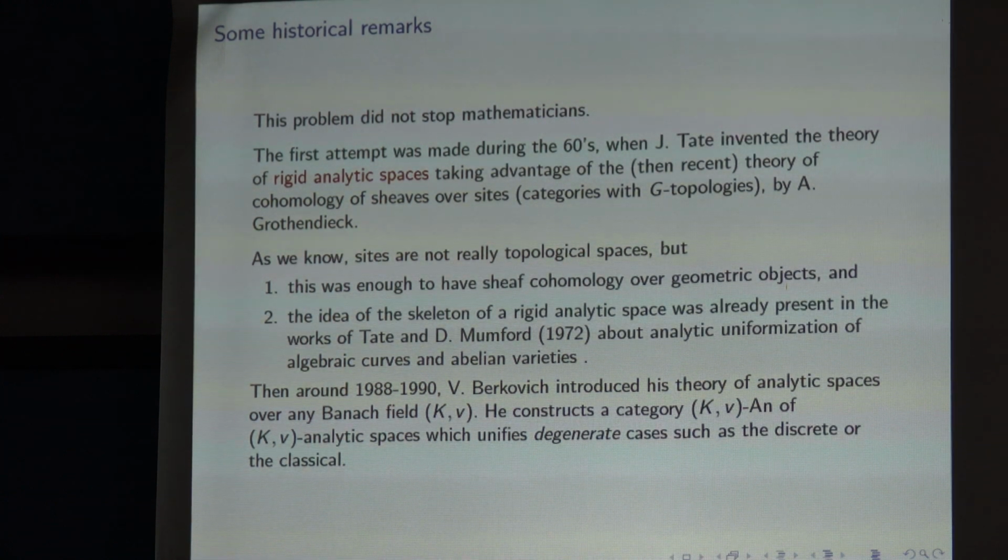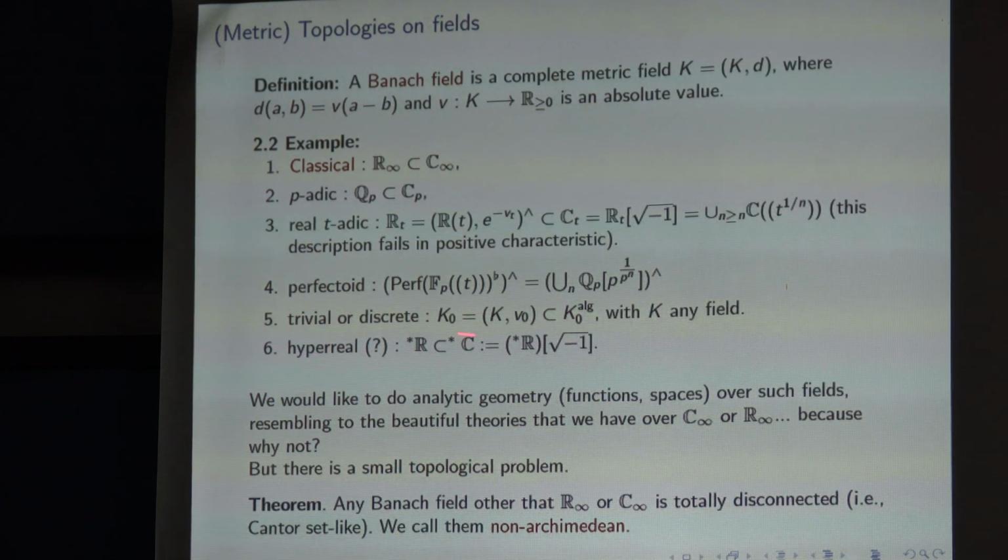He worked on the uniformization of elliptic curves, analytic uniformization of elliptic curves over the p-adics. And David Mumford worked with uniformization of abelian varieties and curves in general. Then around the 90s, Vladimir Berkovich introduced a general theory of analytic spaces over any Banach field. So he was able to construct a category of analytic spaces which unifies degenerate cases such as the classical or the trivial discrete. If you exclude these two particular cases, everything else is like on the same box.